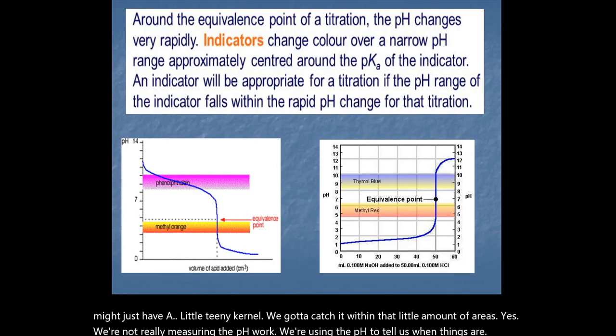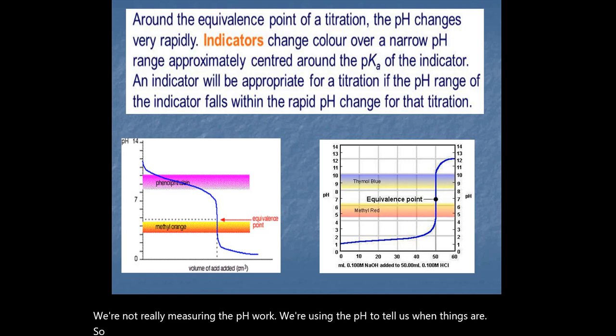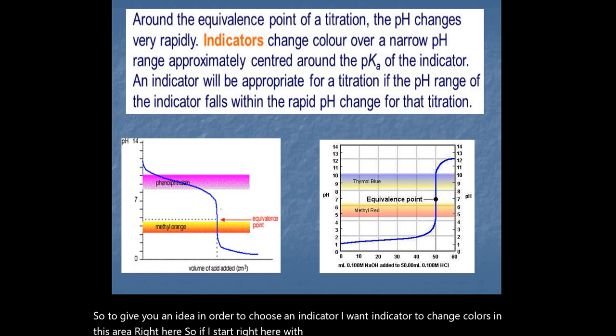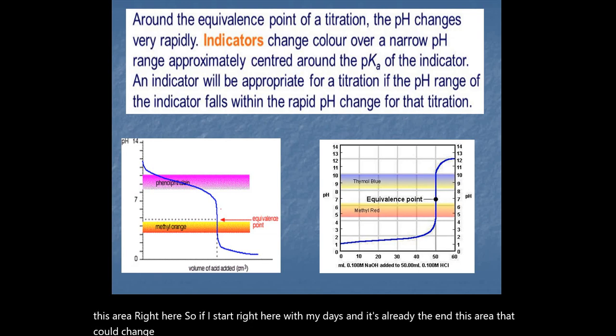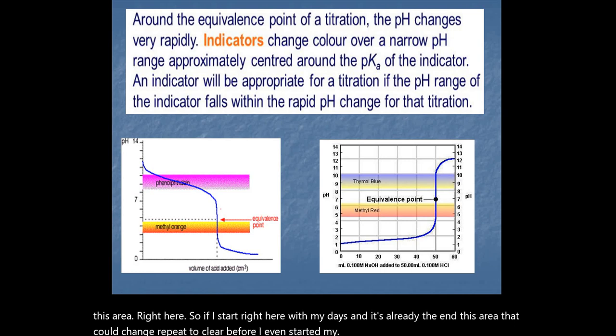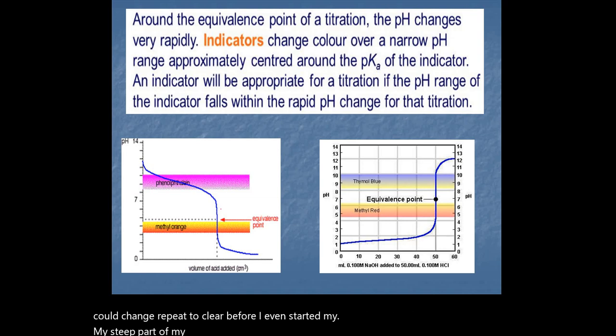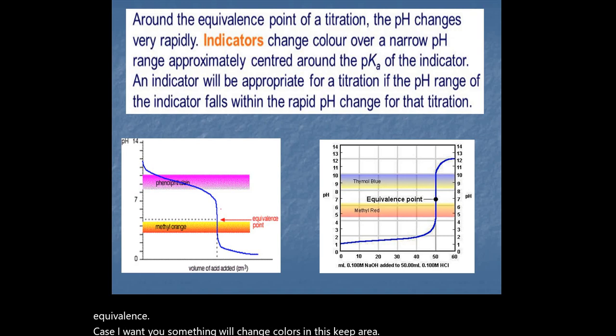Right, sort of. So to give you an idea, in order to choose an indicator, I want the indicator to change colors in this area right here. So if I start right here with my base and it's already in this area that's going to change, the phenolphthalein goes from pink to clear before I've even started my steep part of my curve. So it's going to tell me the end point is before the equivalence. Okay? So I want to choose something that will change colors in this steep area.